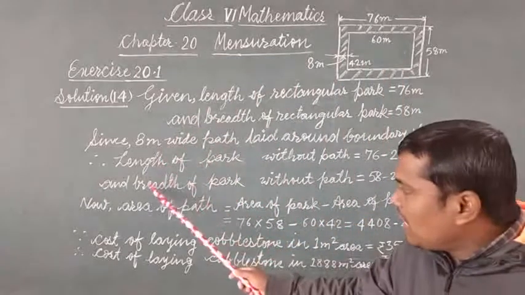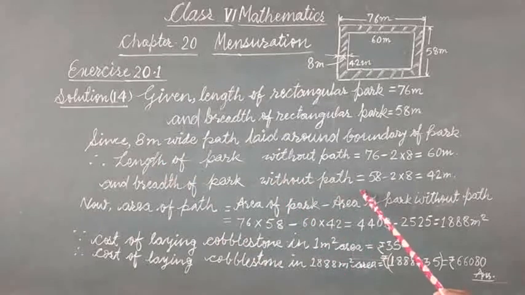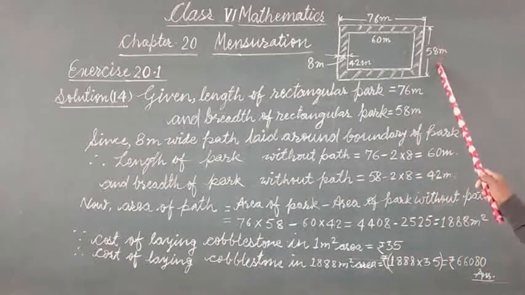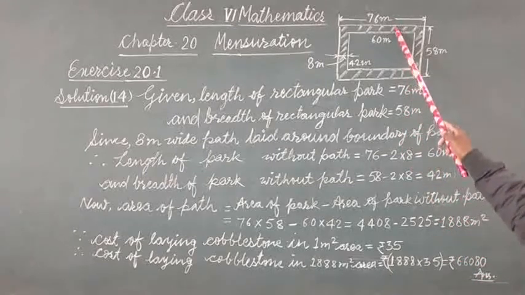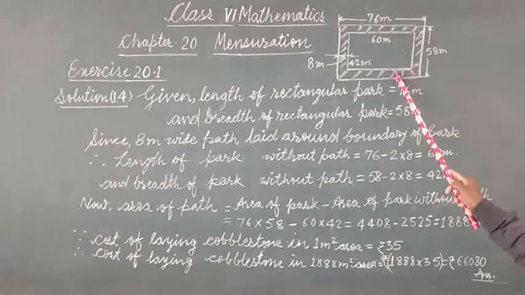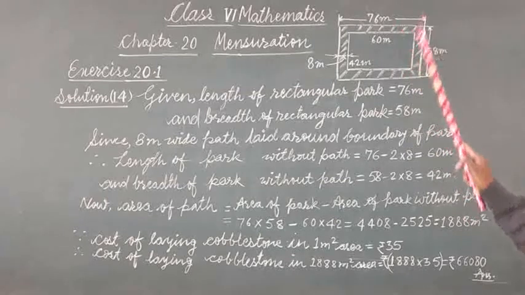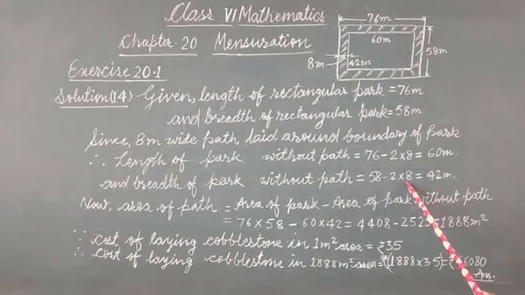Similarly, breadth of park without path is equal to 58 minus 2 times this width and this width. So 2 times 8 meter, which will come 42 meter.